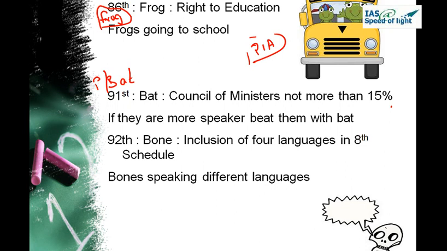92nd Amendment Act, and 9 is B and 2 is N. So our picture for 92 is Bone. It deals with the inclusion of 4 languages in the 8th Schedule. 8th Schedule, we already know it is a spider. Spider was speaking Indian languages. So Bone is speaking different languages now. Okay, see this Bone, and he is speaking so many different languages. So Bone, we are relating it with the inclusion of languages, or the Bone speaking languages.